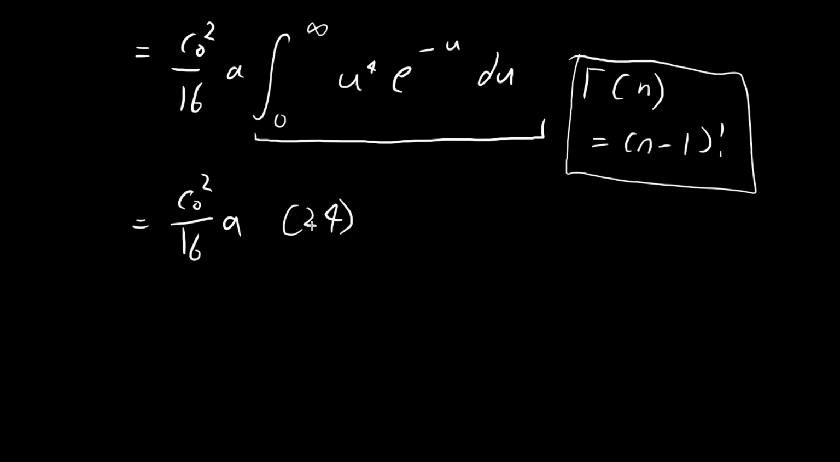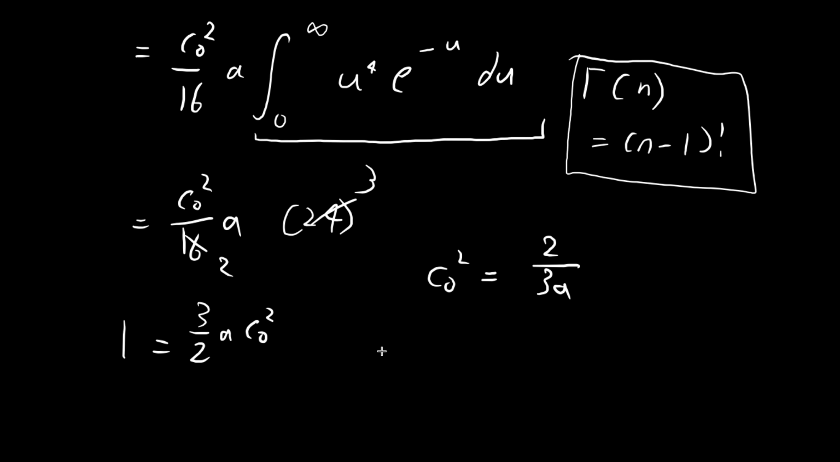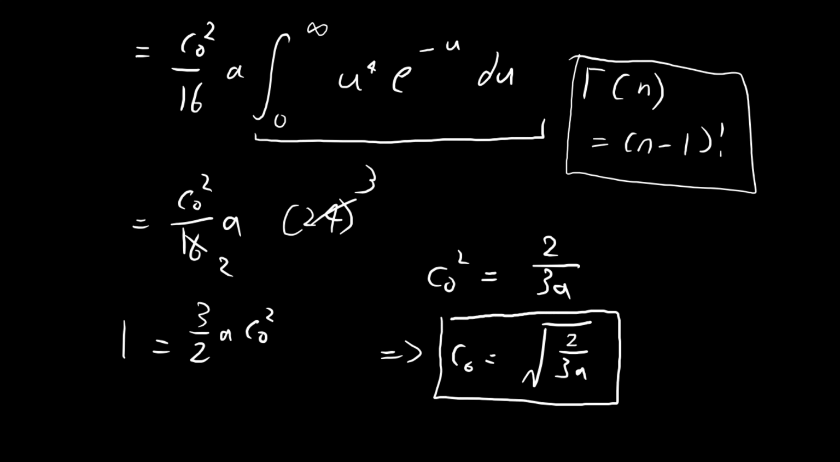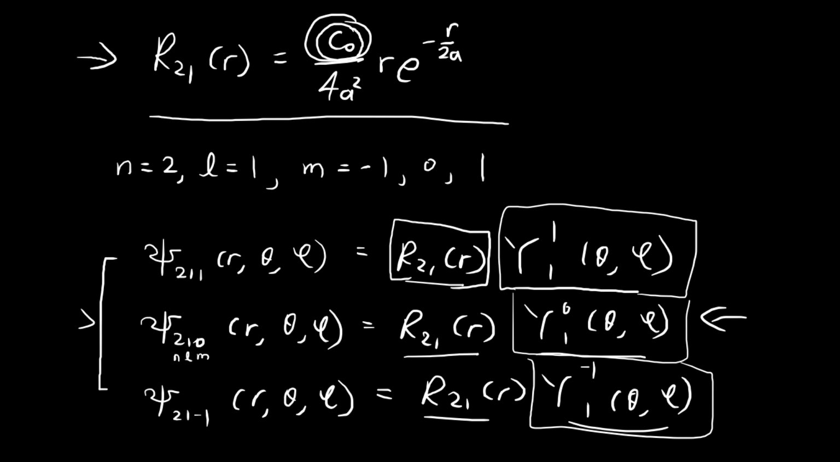And then these two numbers have 8 as a common factor, so we get 3 and 2. So in the end, you can see that 1 is equal to 3 over 2a times c naught squared. So c naught squared is equal to 2 divided by 3a, and so this implies that c naught is equal to the square root of 2 divided by 3a. And this is the normalization constant. So going back here, you can see that we have essentially constructed our R21. So now we're ready to find these three expressions.